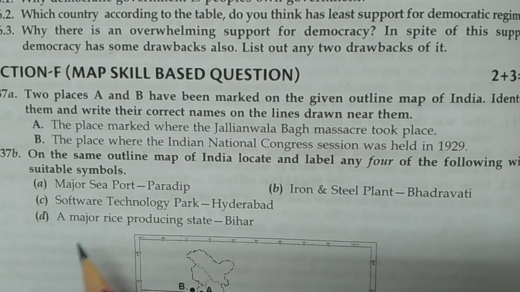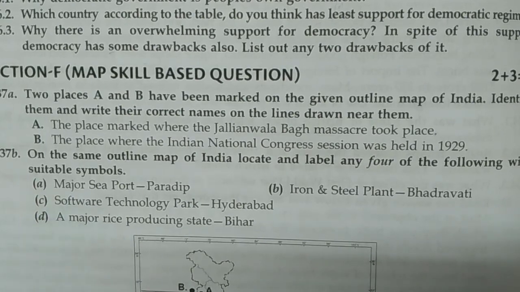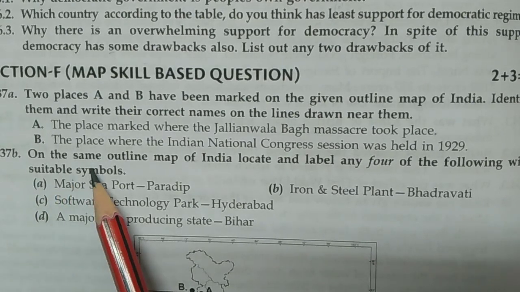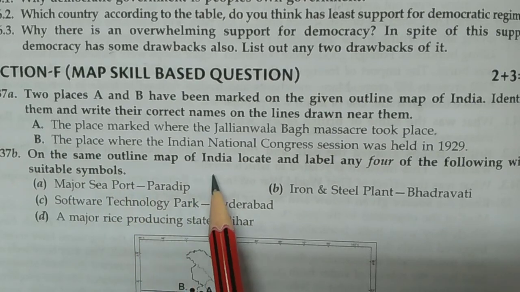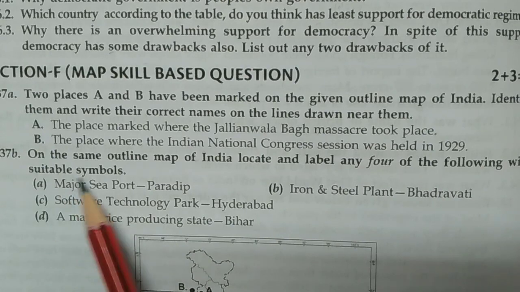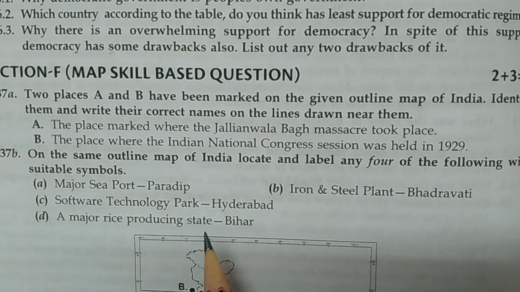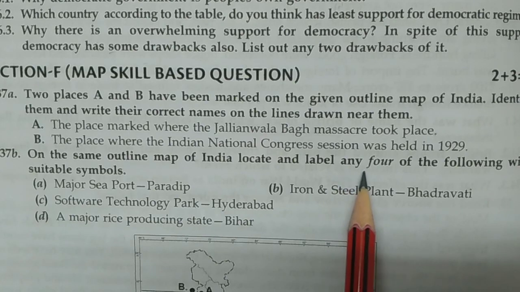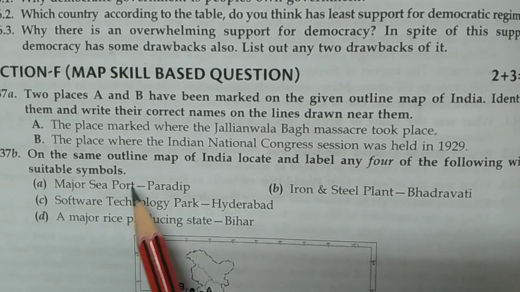Now let's start with question number 37B. It's given that on the same outline map of India, locate and label any 4 of the following with suitable symbols. So you know that there are 4 options, but you have to complete any 3 here. It's given outline India, locate and label any 4. It's given 1, 2, 3, 4.